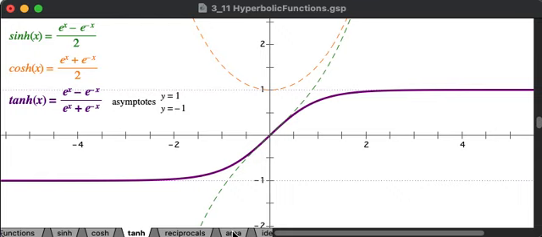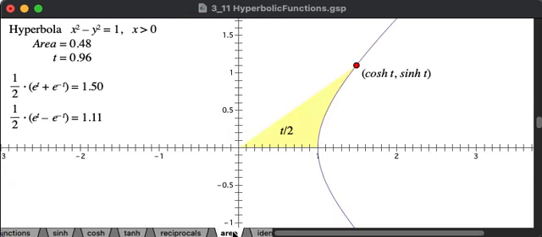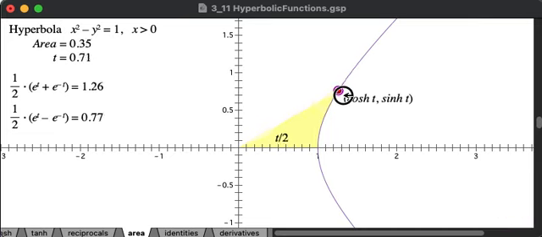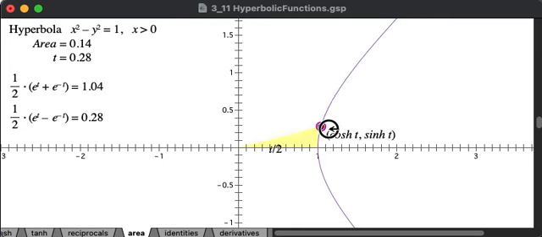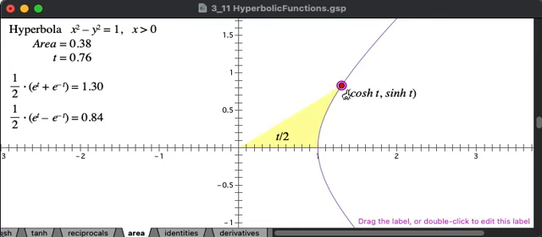And so something that is related to the circular functions, and I don't actually have it set up right now. I should have done that, but I didn't. So if you take a hyperbola, this hyperbola is x squared minus y squared equals 1.